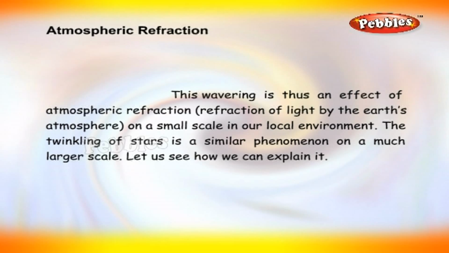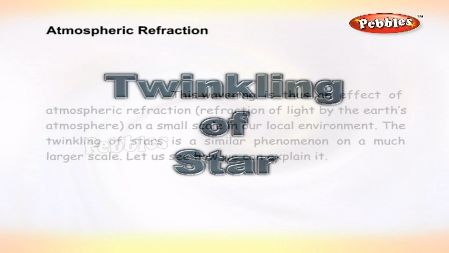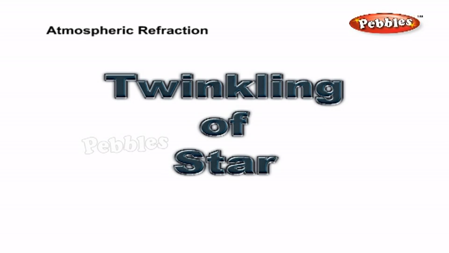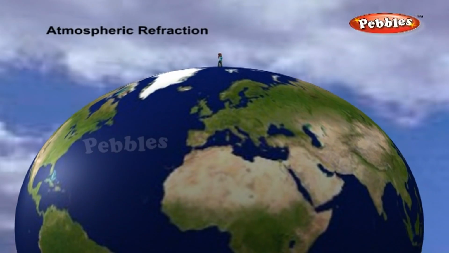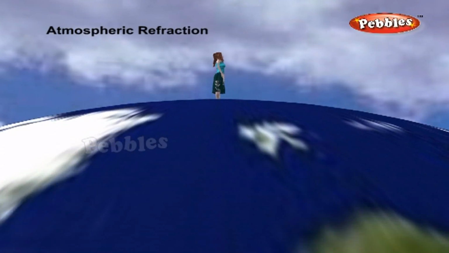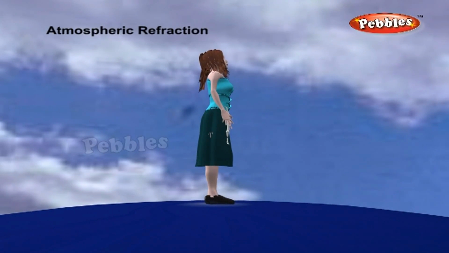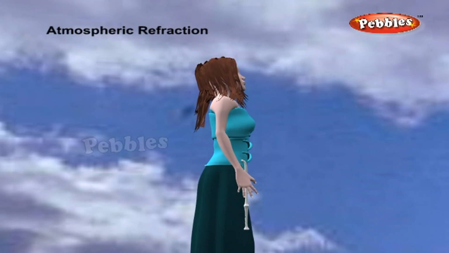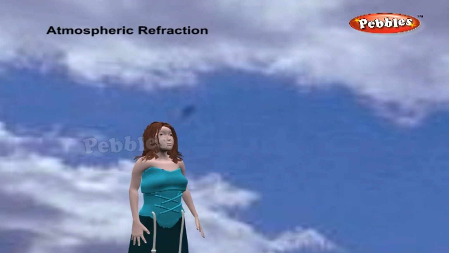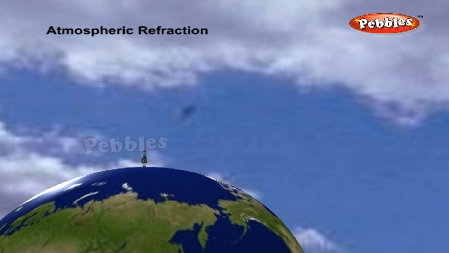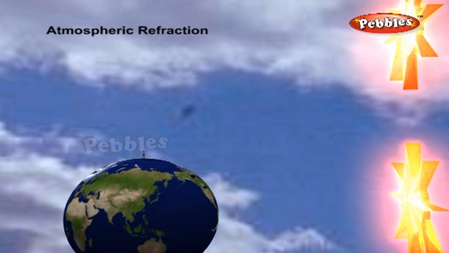The twinkling of stars is a similar phenomenon on a much larger scale. Let us see how we can explain it. Twinkling of stars. The twinkling of a star is due to atmospheric refraction of starlight. The starlight, on entering the Earth's atmosphere, undergoes refraction continuously before it reaches the Earth. The atmospheric refraction occurs in a medium of gradually changing refractive index.